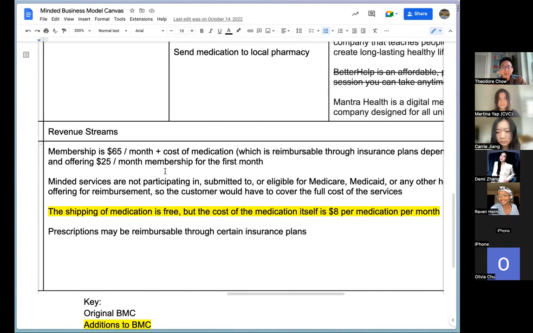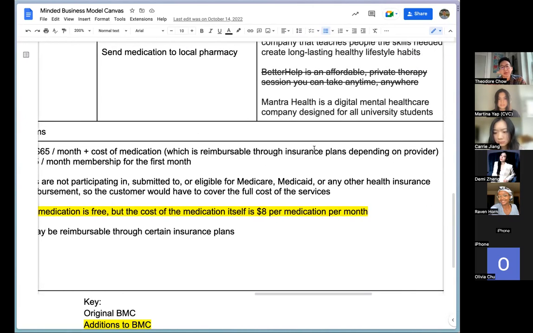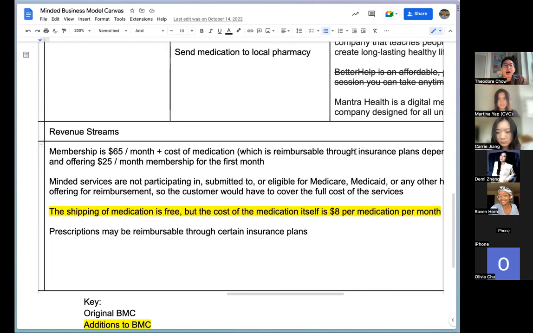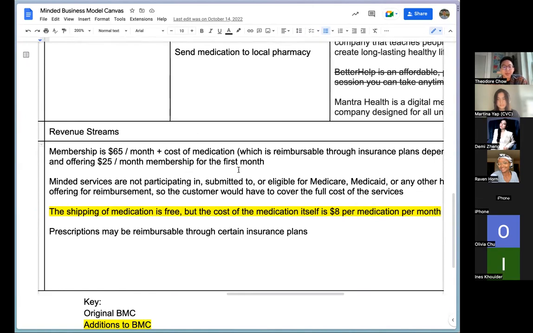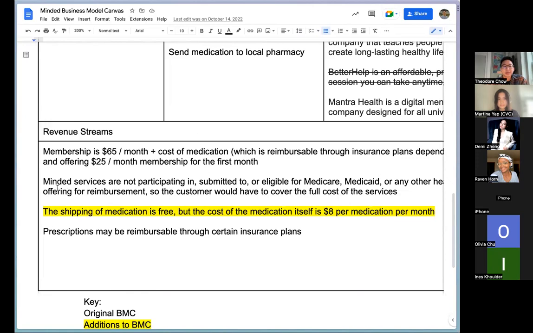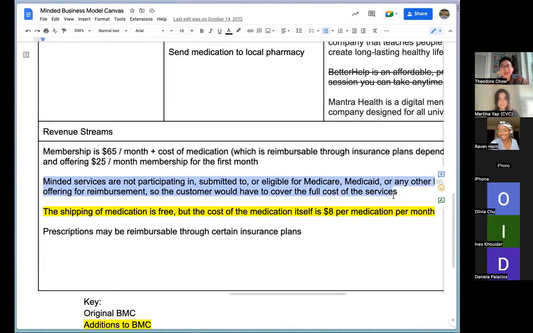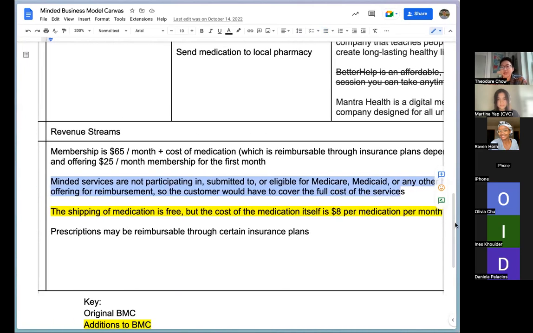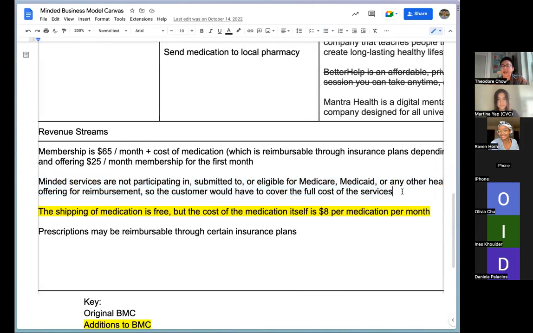So on the membership side of things, it's $65 a month, plus the cost of medication, which could be reimbursable through your insurance plan if it's in the coverage range, as well as a $25 a month membership for the first month. It's also important to know that they're sometimes not eligible for Medicare or Medicaid or other health insurance platforms. So customers might have to cover these costs themselves, and you want to make sure that's something the customers know about beforehand.